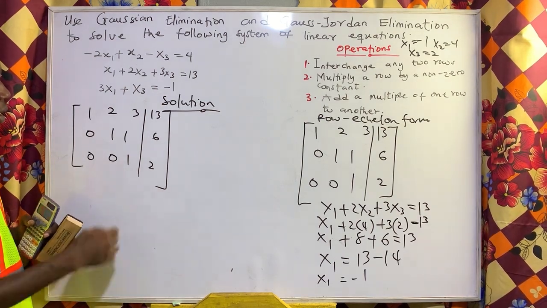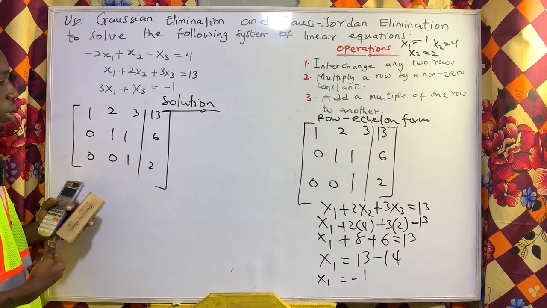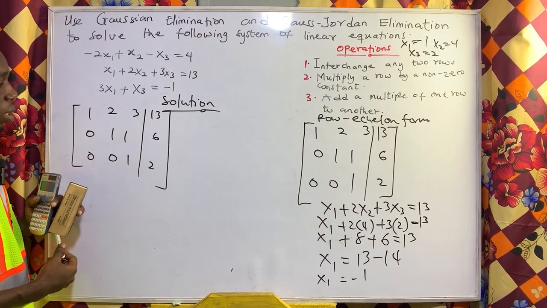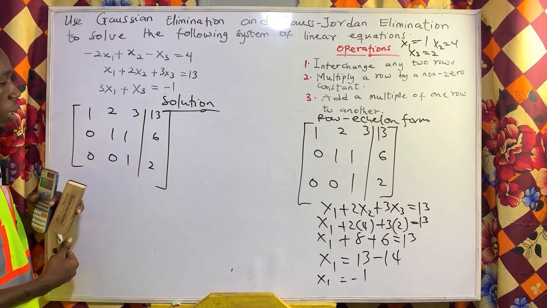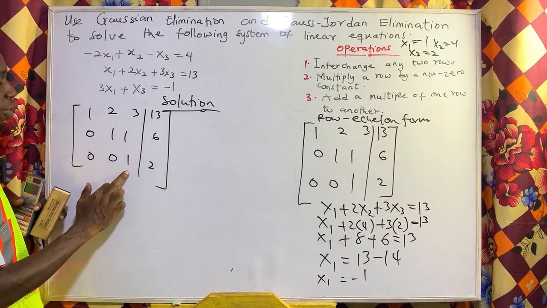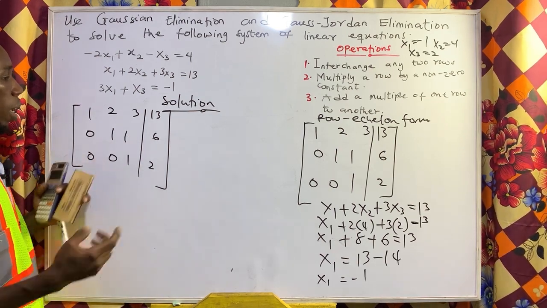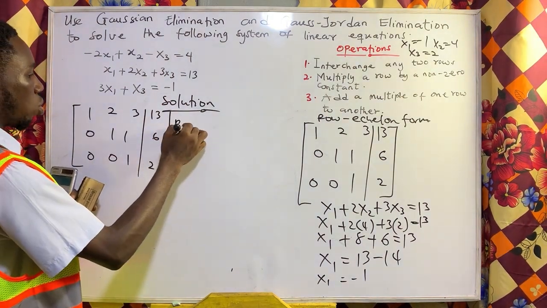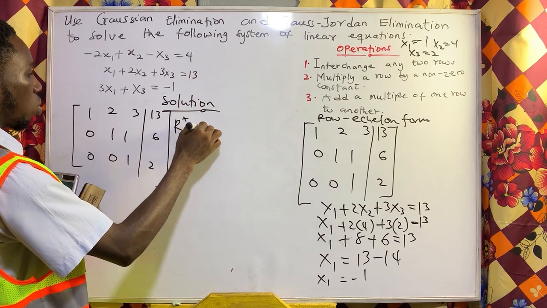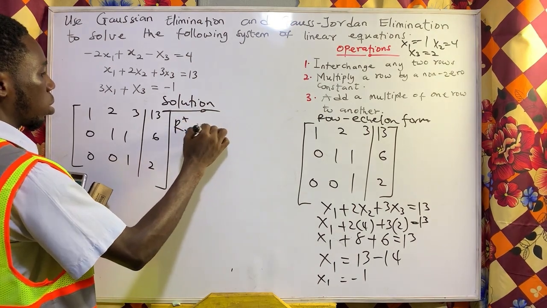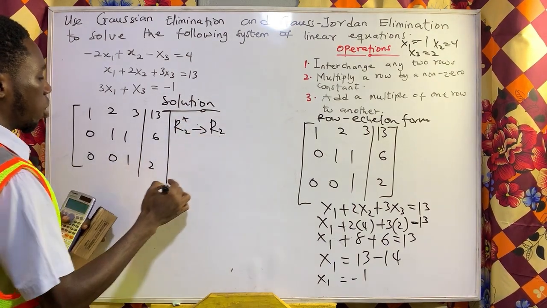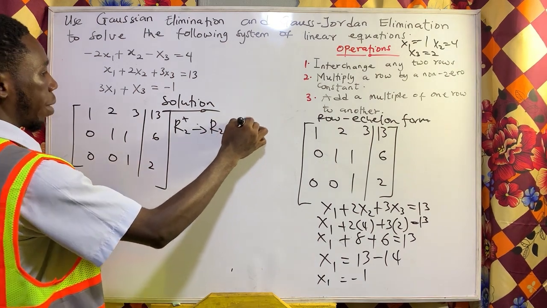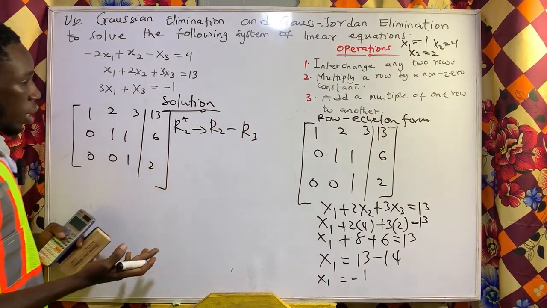To make this value here 0, let's subtract row 3 from row 2 and make that our new row 2. So our new row 2 will be equal to the current row 2 minus row 3. That's what we're going to have.